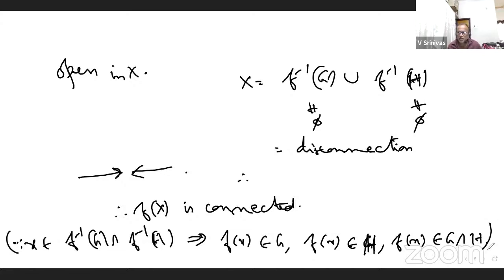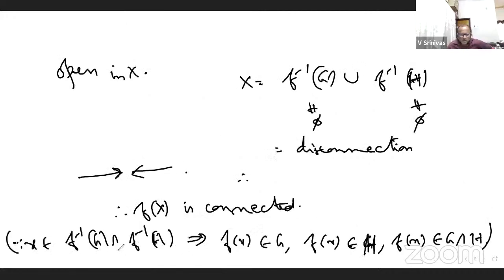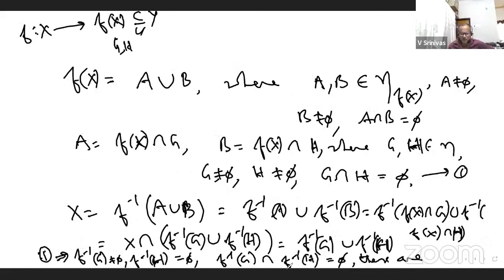But your G and H are disjoint. So that's how these two have to be disjoint. f inverse of G and f inverse of H have to be disjoint, which means their intersection is empty. That's how you get their disjoint sets.